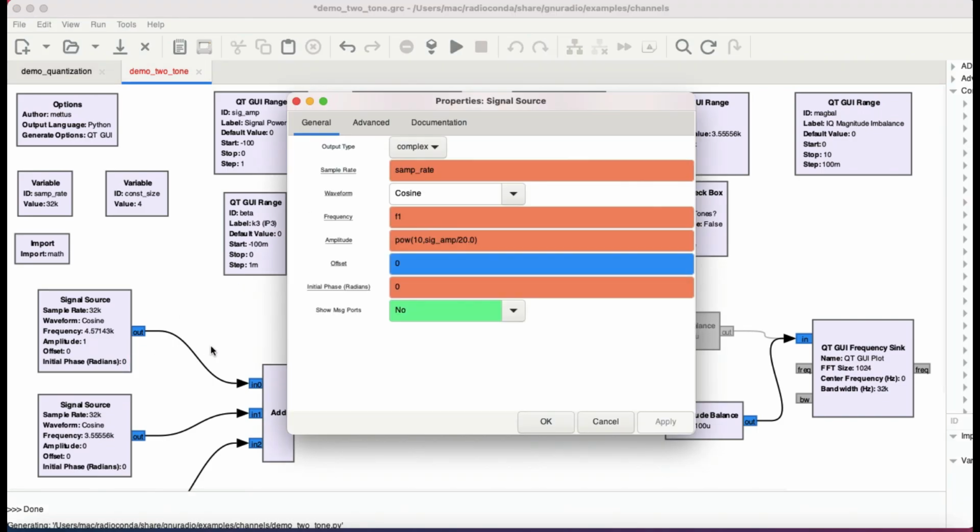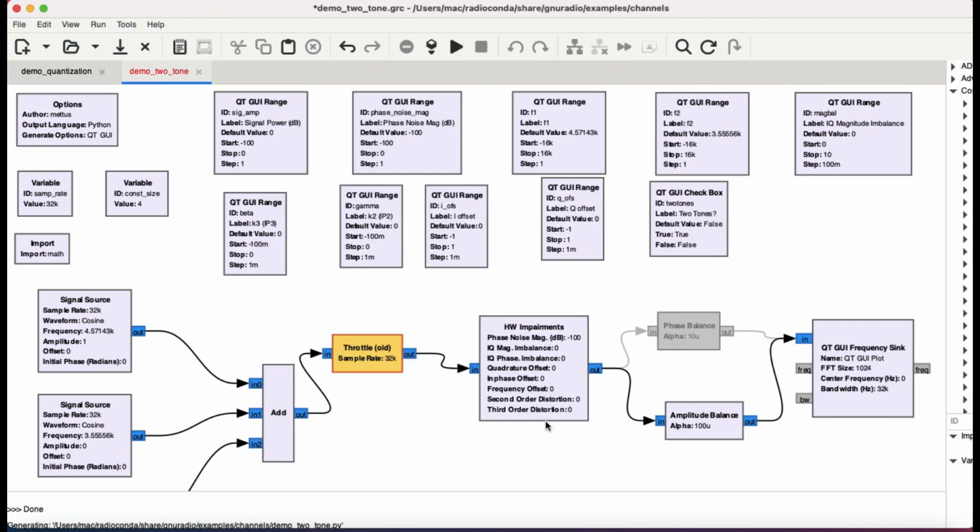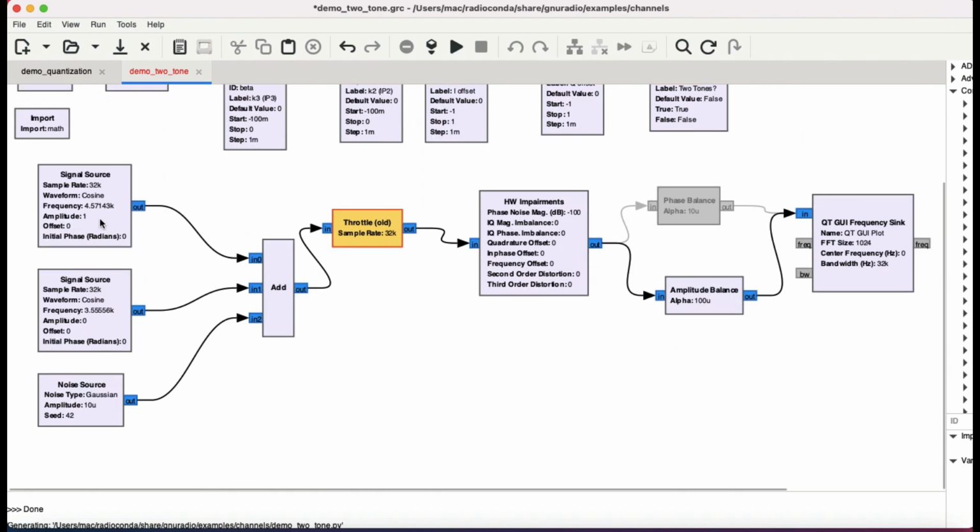You have a signal source. We're using a signal source, which is just a cosine source. We're also going to look at some intermodulation products that actually take place. So in order for me to demonstrate that, we're using two different cosine sources plus a noise source as well. We're basically adding them up and going into a throttle block. So think of this as being frequency 1 and frequency 2.